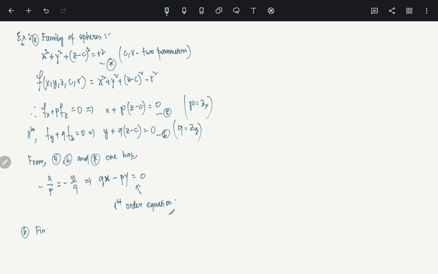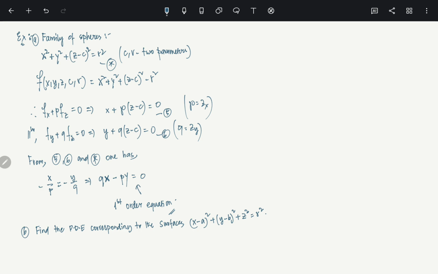Find the first order PDE corresponding to the surface. Basically this is a family of surfaces. I'm just writing it as the surface (x minus a) square plus (y minus b) square plus z square equals r square in this case. Again this is a sphere.